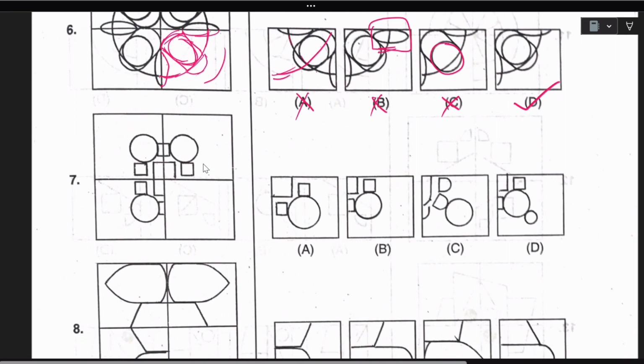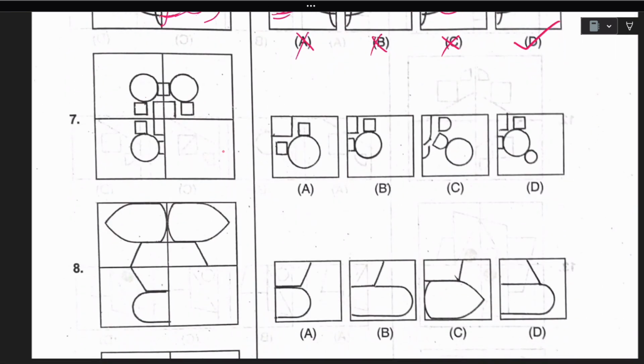And then the next one is the seventh one. Here we need to complete the figure as well. First of all, we can draw this rectangle like this, and then we will be completing this small rectangle also. This can be drawn like this, and then we need to draw this rectangle.